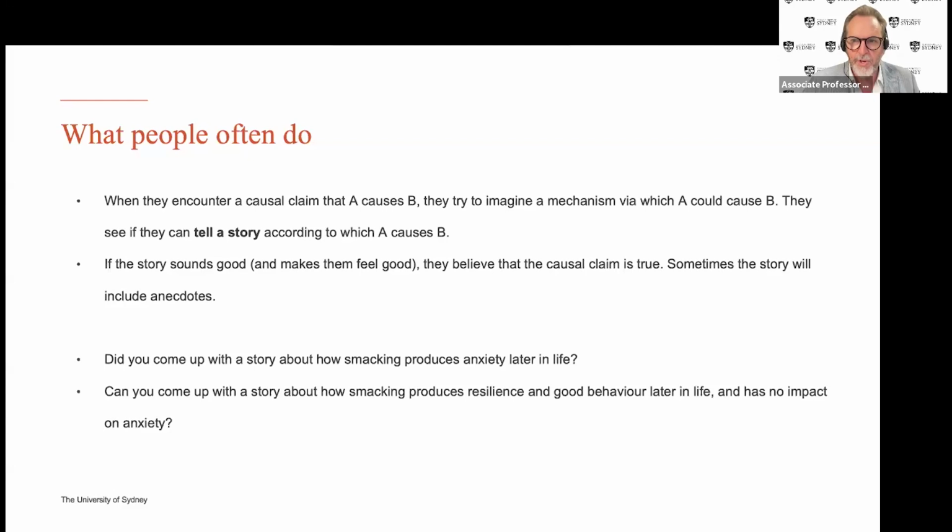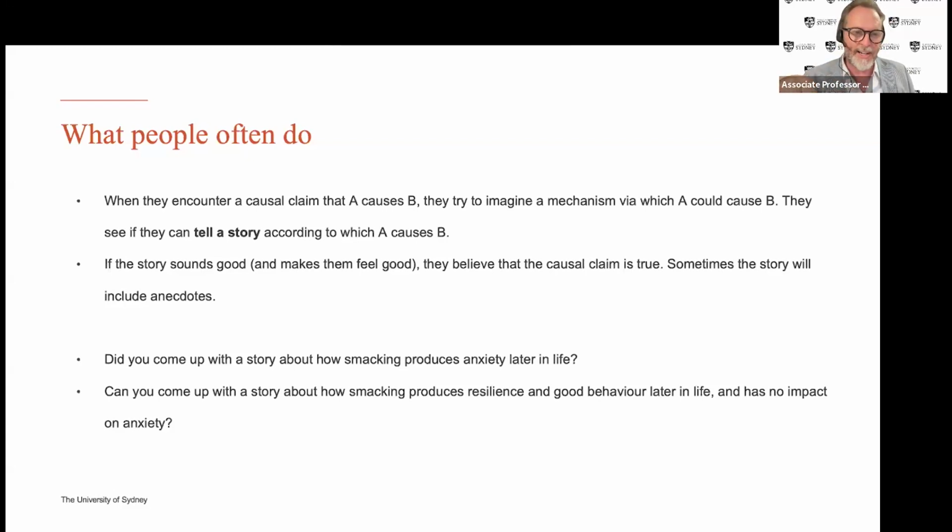Here's what I want to warn you about in this domain. It's really easy to come up with stories like this. It's really easy to invent narratives or to imagine causal mechanisms. And you can see this by just seeing how easy it is to imagine conflicting stories in this domain.